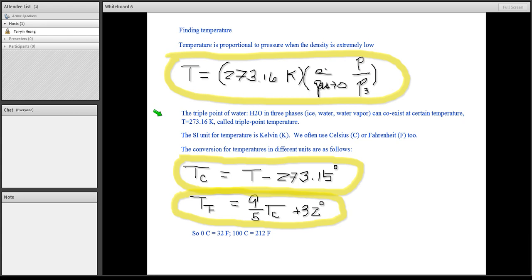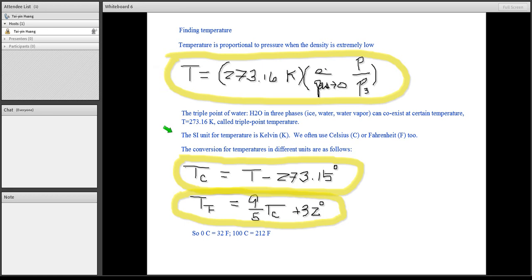So the water or the H2O can coexist in three different phases when the temperature is at a certain temperature, and that temperature is 273.16 Kelvin, and this temperature is what we call the triple point temperature. So in other words, when the temperature of the water is at 273.16 Kelvin, then the water can exist in these three different states. They can coexist. And the pressure at this temperature is what we call P sub 3. So in other words, once you know the pressure at the triple point temperature, and when water reaches a different pressure, you can calculate what the temperature will be using this equation.